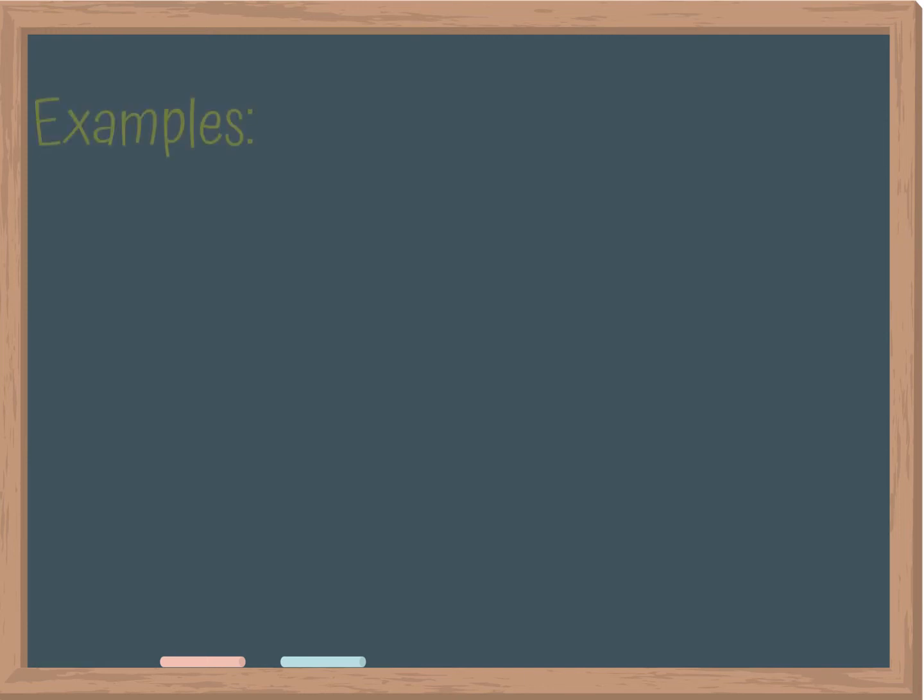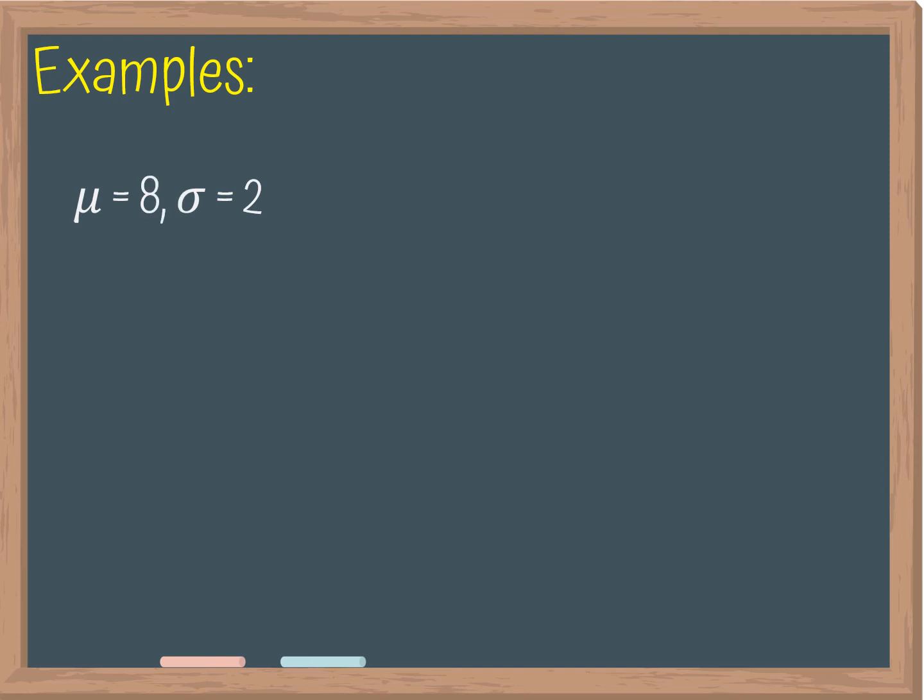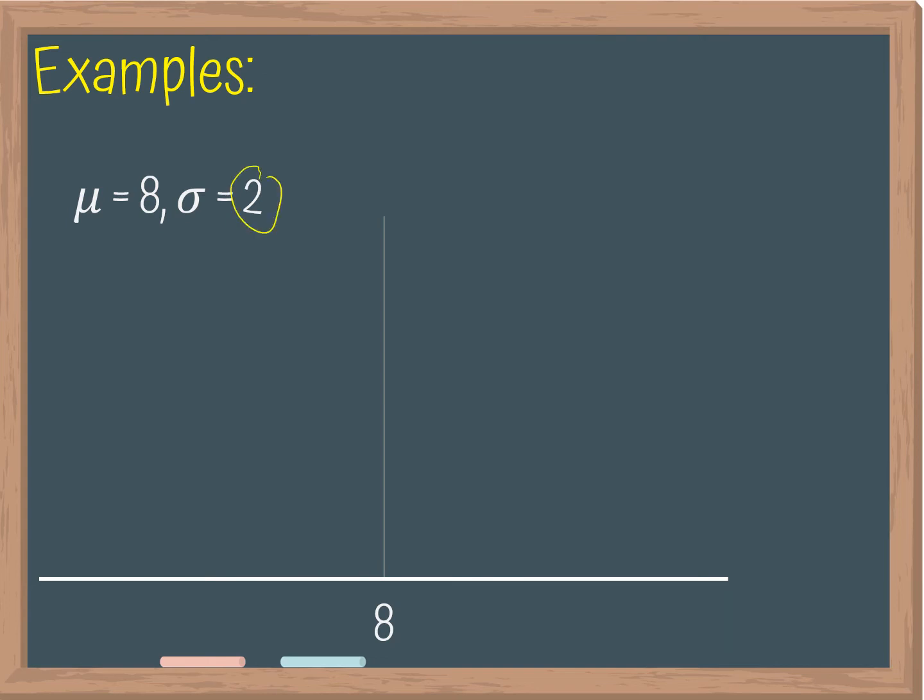Let us have more examples. Let's say we have a given distribution wherein the value of the mean is 8 and the value of the standard deviation is 2. So we're going to start by drawing the axis. Since we know that the mean is at the center of the curve, we're going to write 8 at the center. And then we're going to proceed to the values to the left by subtracting the value of the standard deviation, which is 2, from our given value of mean, which is 8.